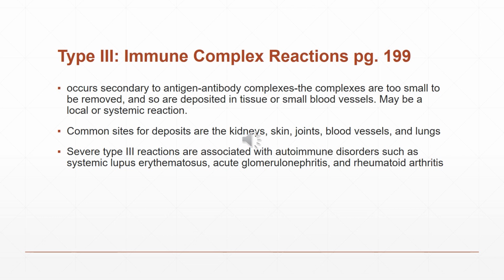Severe type 3 reactions are associated with autoimmune disorders such as systemic lupus erythematosus, acute glomerular nephritis, and rheumatoid arthritis. Systemic lupus, or SLE, and rheumatoid arthritis we're going to discuss in our face-to-face lecture. And acute glomerular nephritis was discussed with your renal disorders.